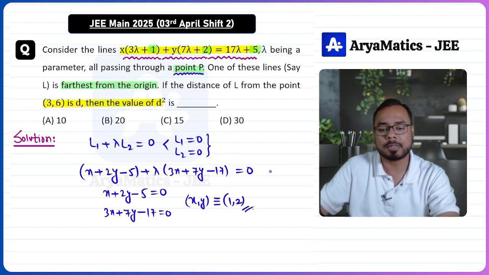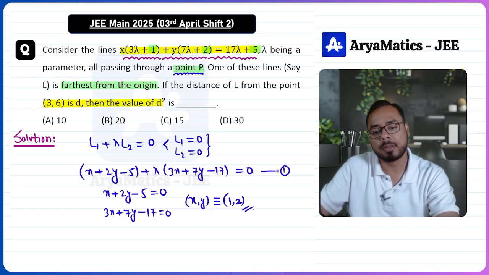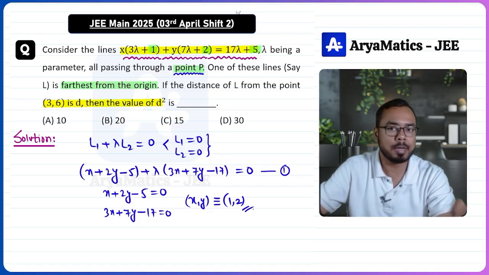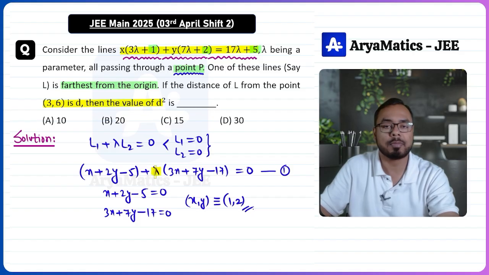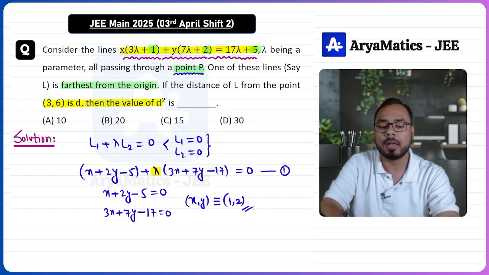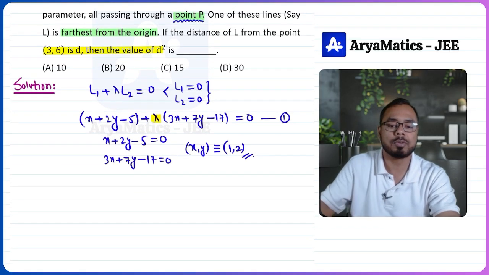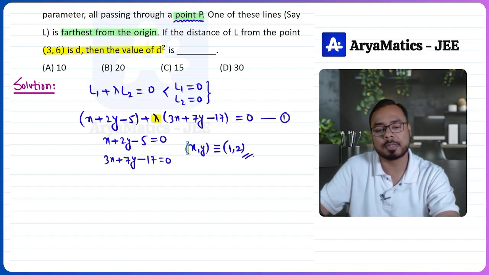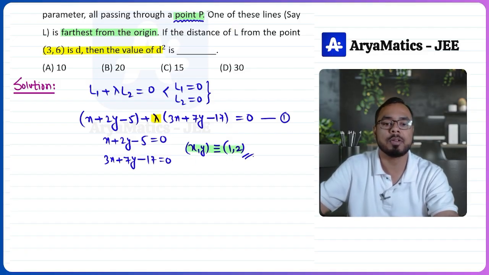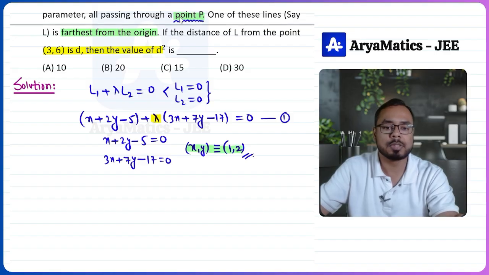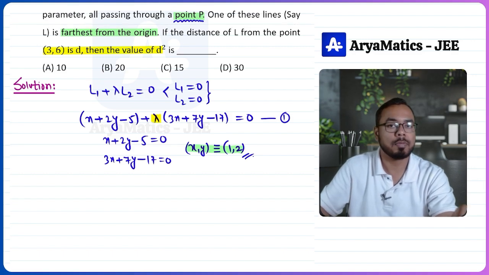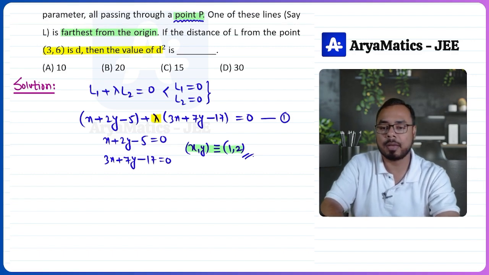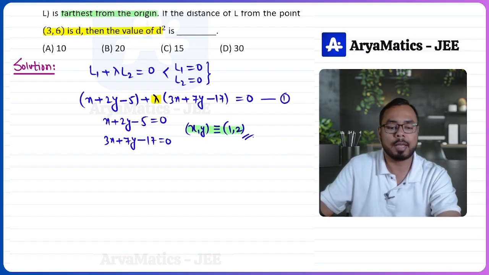That means this equation, let us call this equation 1, is representing an infinite number of lines for different values of lambda. And all of those lines are passing through this point (1, 2). This is the point of concurrency of that family of lines. Now, out of those infinite number of lines, we need that particular line which is at maximum distance from the origin. Here, if I want to plot the diagram, so this is one point.